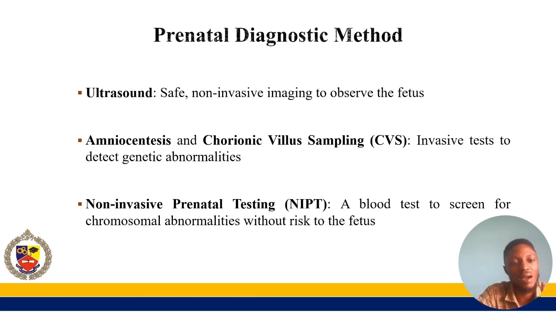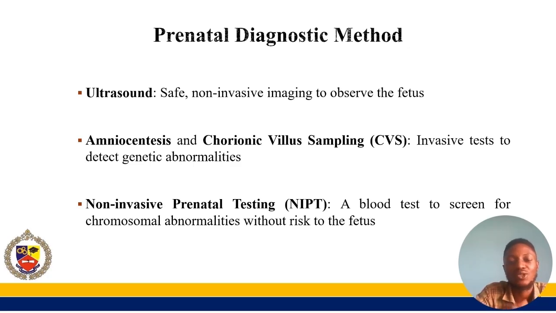We also have amniocentesis and chorionic villus sampling, also known as CVS, which is an invasive test to detect genetic abnormalities. This is a test that is used to detect malformations, that is, abnormalities, before birth.